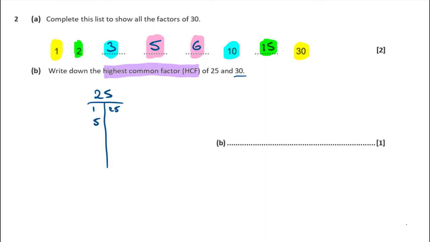So the highest common factor then is going to be the largest factor on both lists. So that 5 and that 5 there, look, that's the match. And that is the biggest number on both lists, isn't it? So therefore, the highest common factor of 25 and 30 is going to be 5.